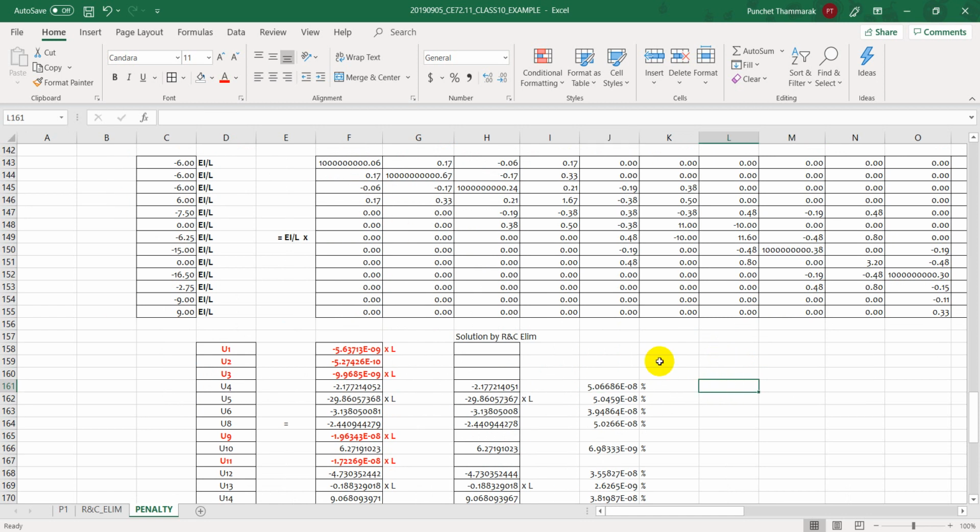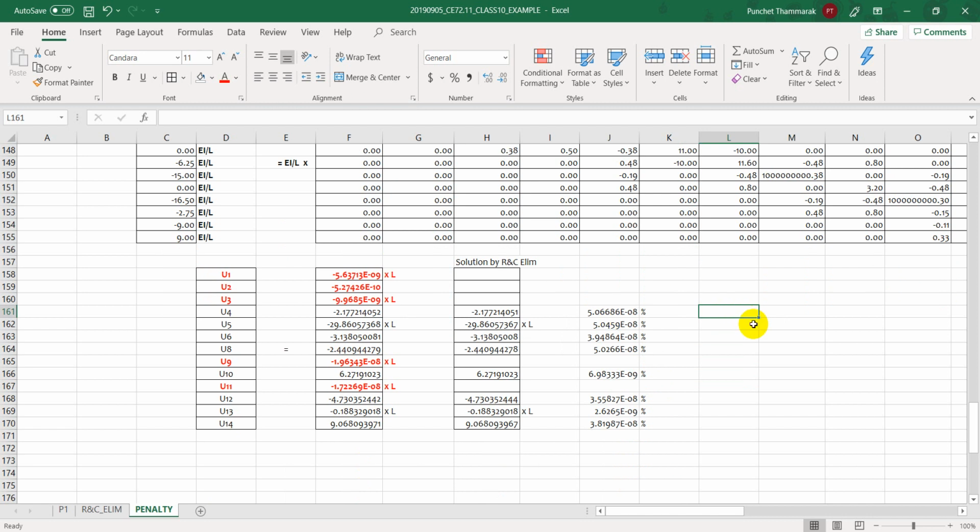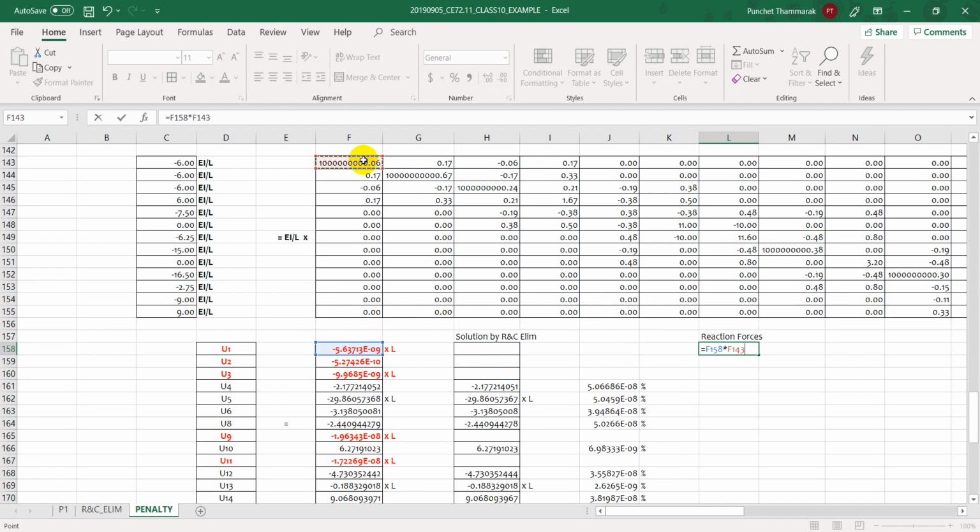Okay, so let me show. Reaction force. So I take this solution. Oops, sorry, wrong one. I take this solution and multiply by the spring stiffness, which is this number. That's it. You get the reaction. Oh, sorry. Multiplied the wrong thing. Yeah.